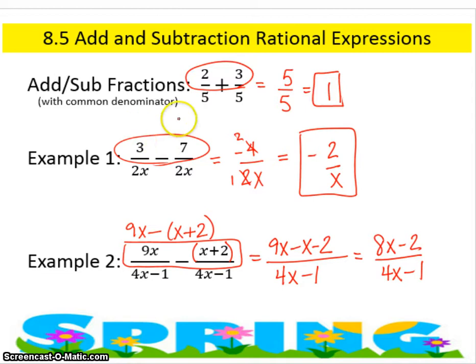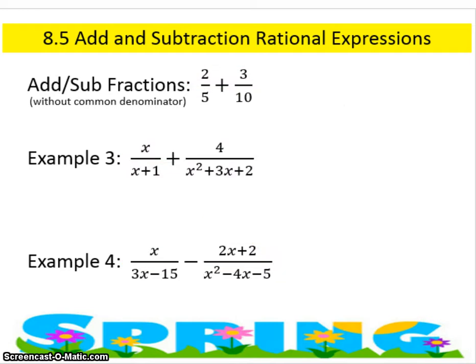And then hopefully you see that we can take a GCF out of the top, and we can actually take a 2 out of the top, which is good because that leaves us with 2 times (4x minus 1) over 4x minus 1, so the answer just simplifies to 2.